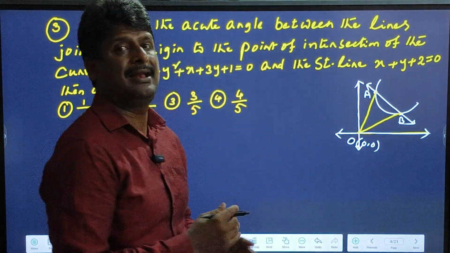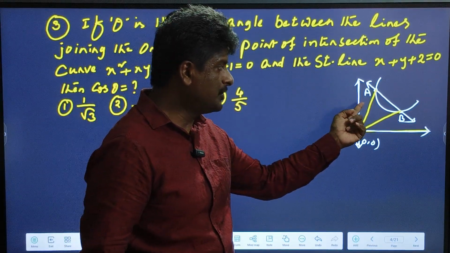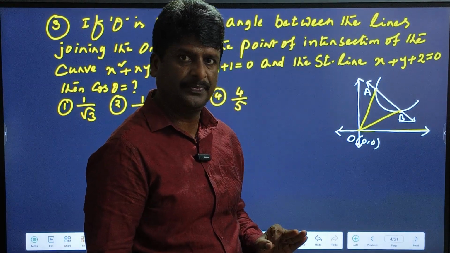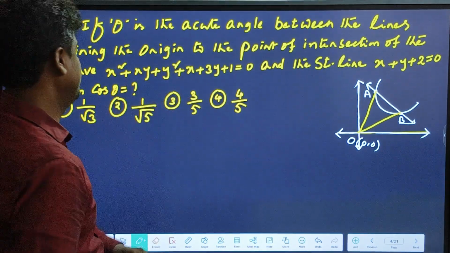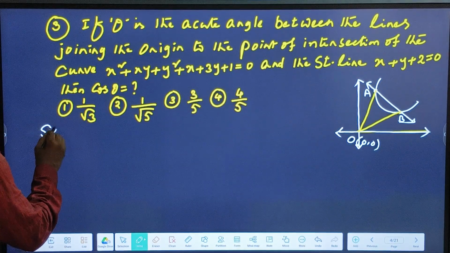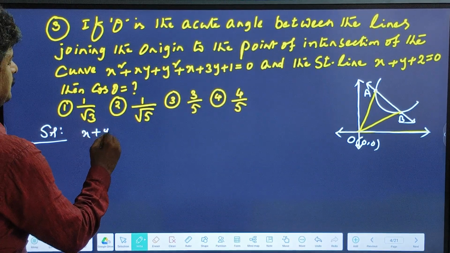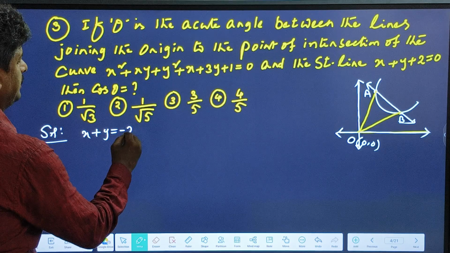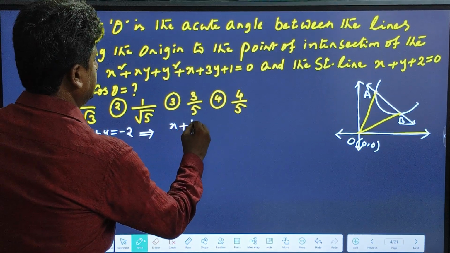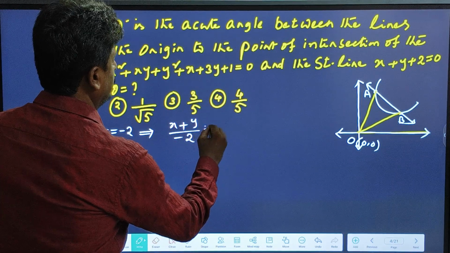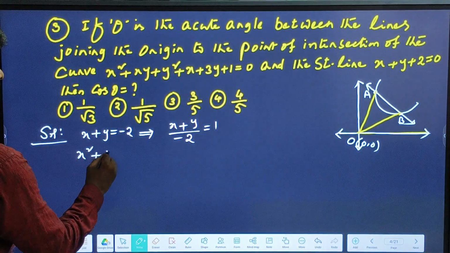Yellow colored lines represent a pair of lines passing through the origin. In order to get a pair of lines equation, we need to homogenize the curve by the line. The procedure: x plus y plus 2 equals 0 can be written as x plus y equals minus 2, so (x plus y) by minus 2 equals 1.